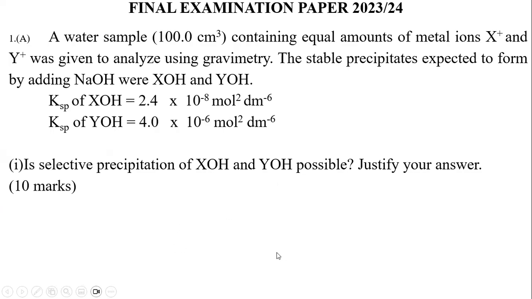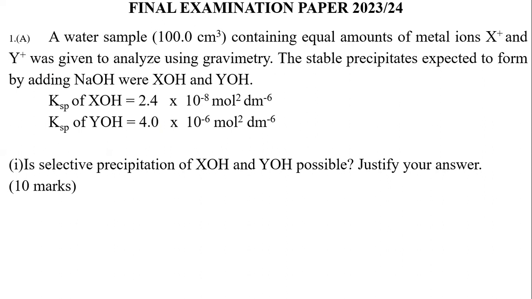Yes, madam. Okay. I have given you hints also. If the ratio of the Ksp values of the two precipitates is greater than 10 to the power 4, then we can achieve selectivity, because they said the solution contains equimolar X plus and Y plus ions. Okay, that's correct. That is the justification.